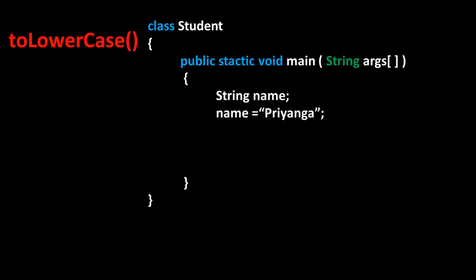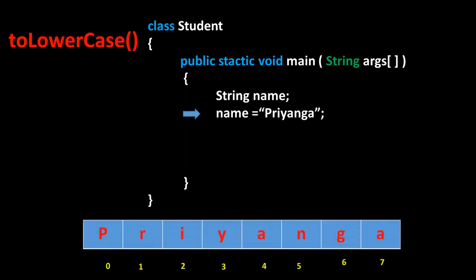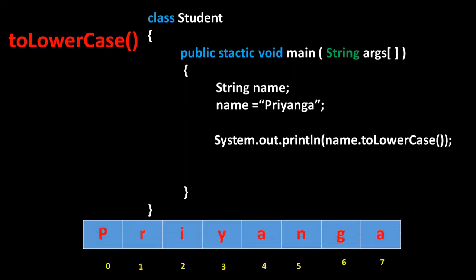And then here, toLowerCase. Now what is toLowerCase? Here I create one, and then you have an array, and I execute the statement name.toLowerCase. Now look at this. The first letter of name Priyanga, P, is a capital, but name.toLowerCase means I want to execute the statement and convert everything into simple letters.